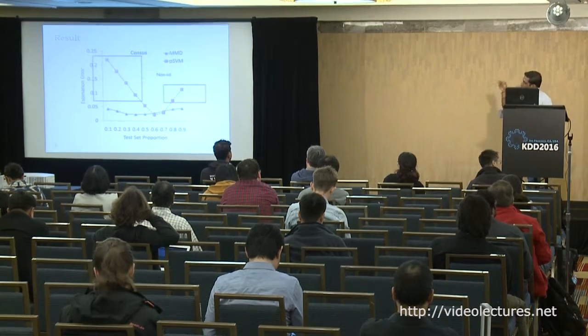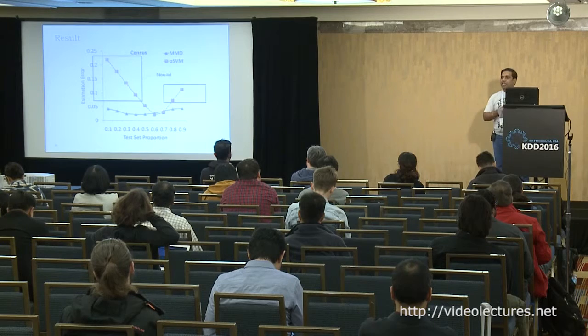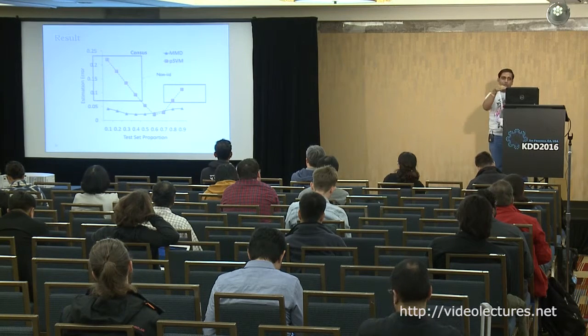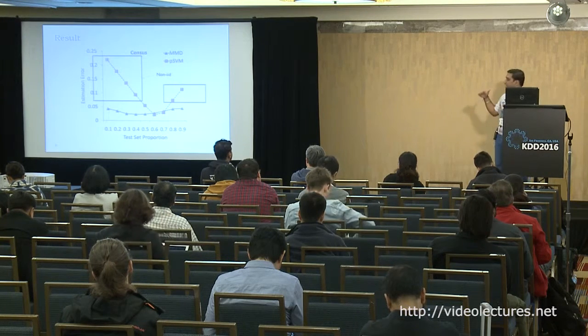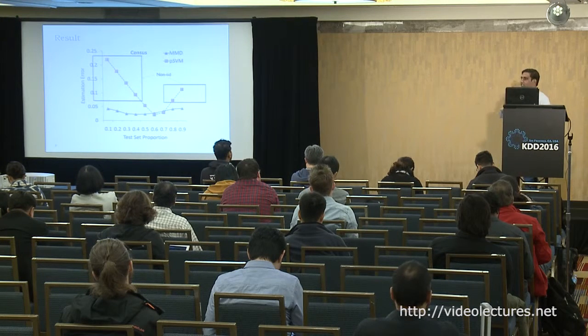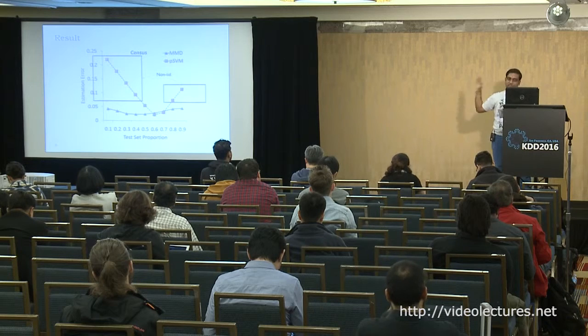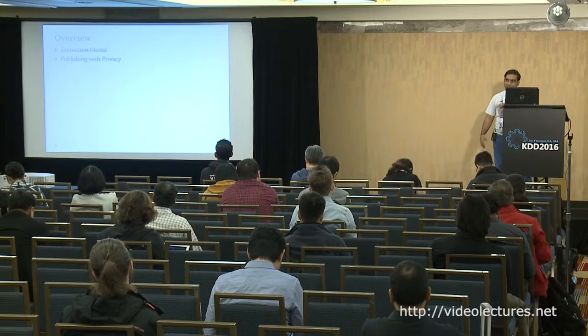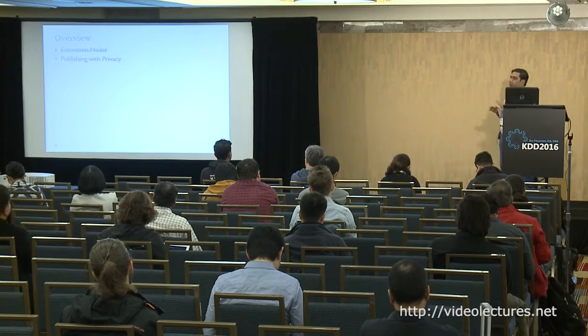But the MMD-based approach, the purple line that you see, is fairly constant. Regardless of what proportions you have in your test set, it's doing fairly consistently throughout. And this is the result that you will see in almost all the data sets that we have. Now that we are done with the estimation model, I will go to the privacy part.